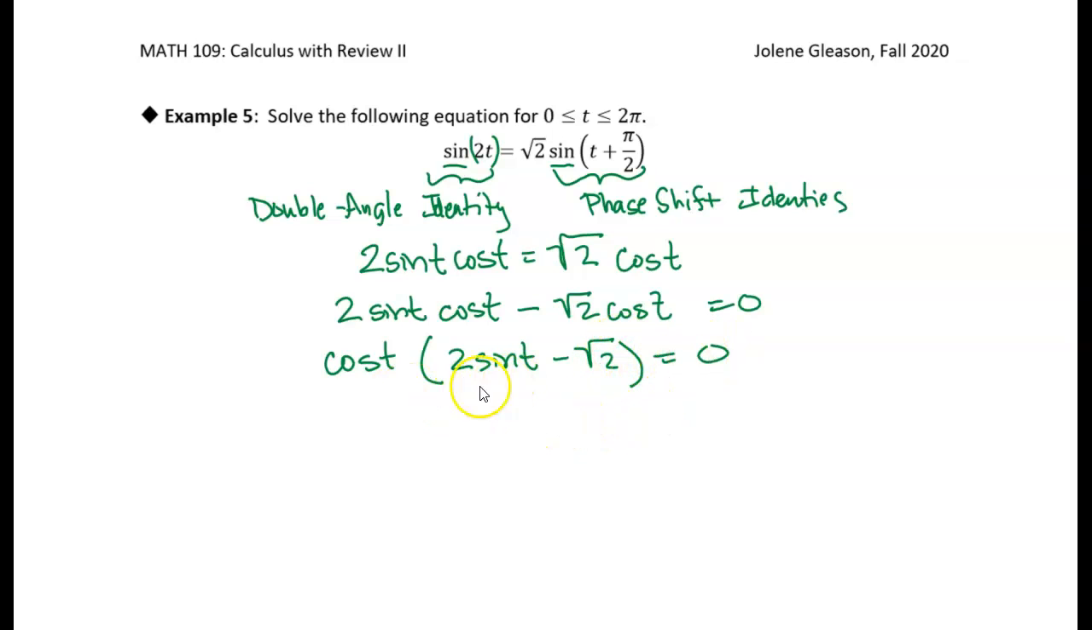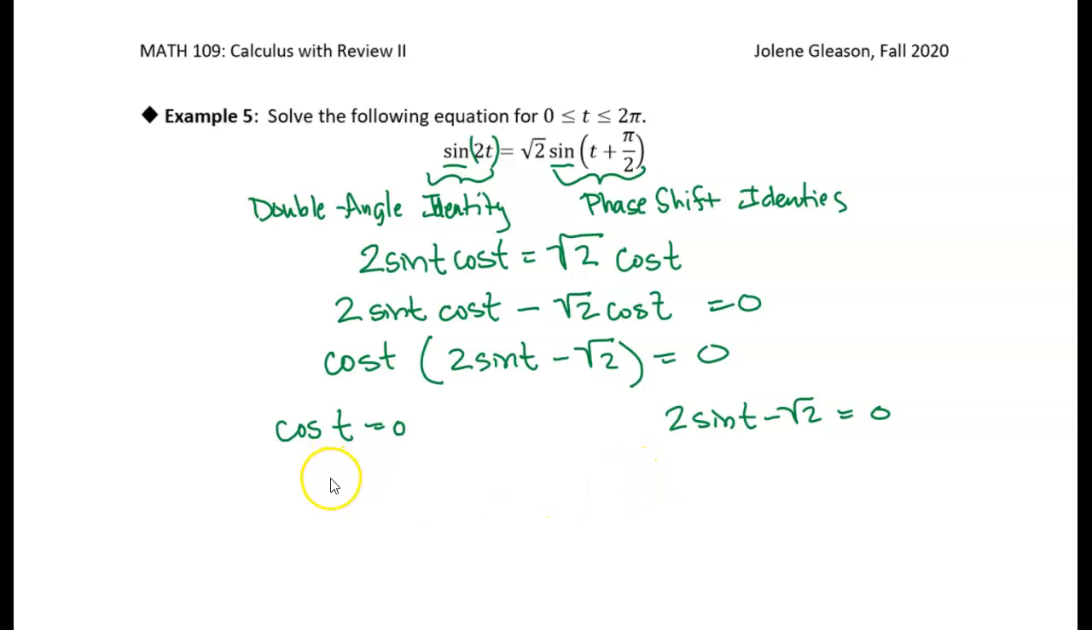Okay, so now I have two factors, and the product of those two factors is equal to 0. So that means that one of the two factors has to be 0 in order for this to be true. So let's look for the t-values that make cosine equal to 0. And we can also look at the t-values that make 2 sine of t minus the square root of 2 equal to 0. Right? I know that one of those things has to be true in order for the product to be 0.